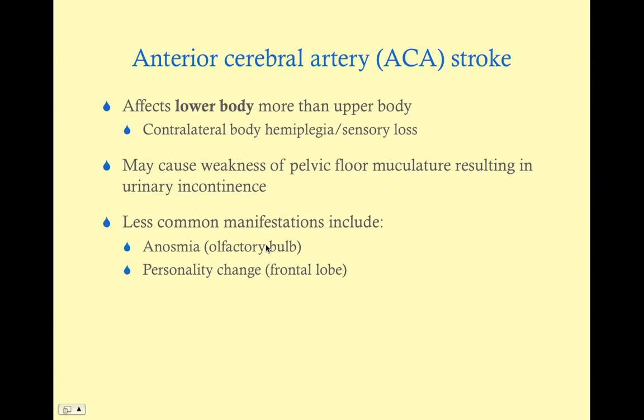Okay, anterior cerebral artery stroke. So this is going to affect the lower body more than the upper body. The anterior cerebral artery supplies more of the midline and the front of the brain. And so that's going to affect the legs, the hip, and the feet. We can also get contralateral body hemiplegia and sensory loss, but this is unlike the MCA stroke. The ACA stroke is going to be lower body.